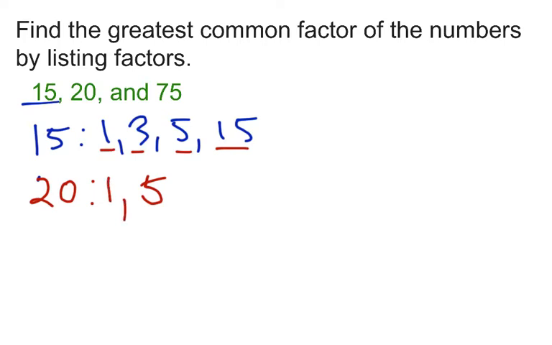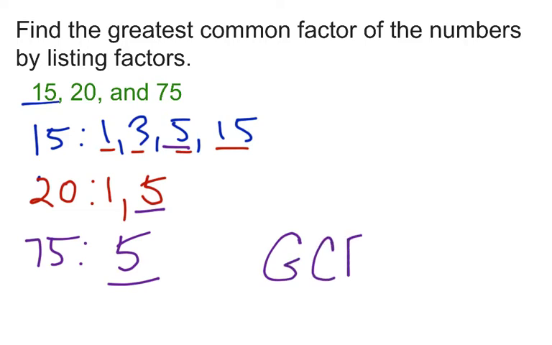Then I can look at my next number of 75. Well, 15 is a factor of 75, but it's not a factor of 20, so I really don't even need to look at it. What I need to look at is my greatest common factor between 15 and 20 and ask myself, is it also a factor of 75? And I know that 15 times 5 is 75, so 5 is a common factor. Of course, 1 is, but my greatest common factor is 5. So that's what I mean by working backwards.